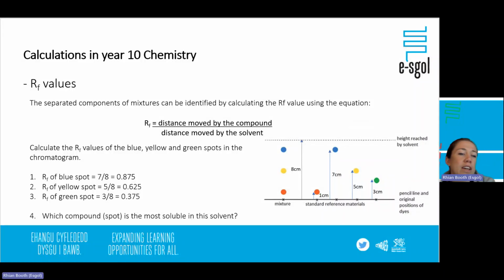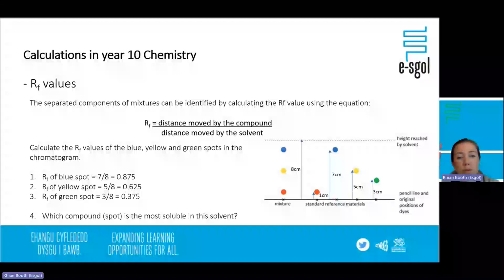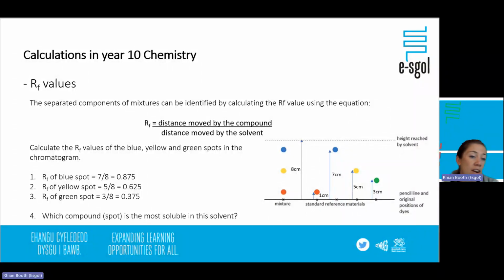Okay, so let's have a look, see if you managed to do that. So our RF value of blue spot is 7 divided by 8 gives you 0.875. The RF value of yellow spot is 5 divided by 8 gives you 0.625. And the RF value of the green spot is 3 divided by 8, which is 0.375.